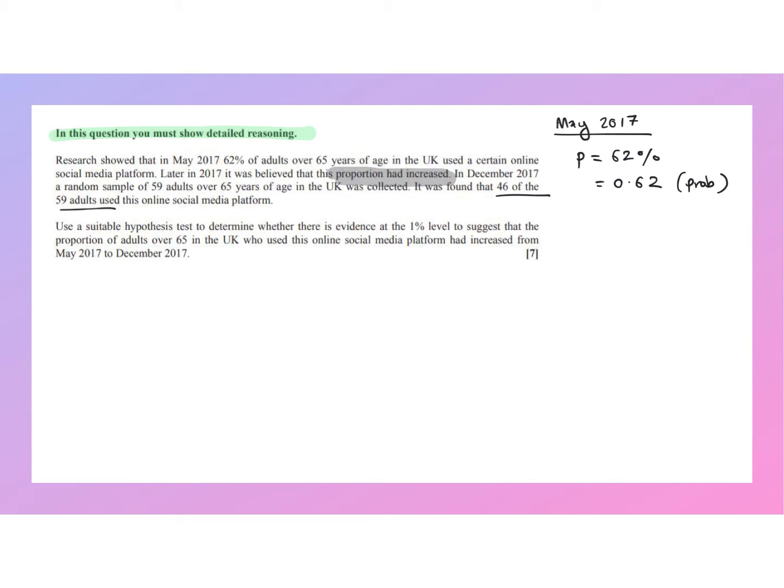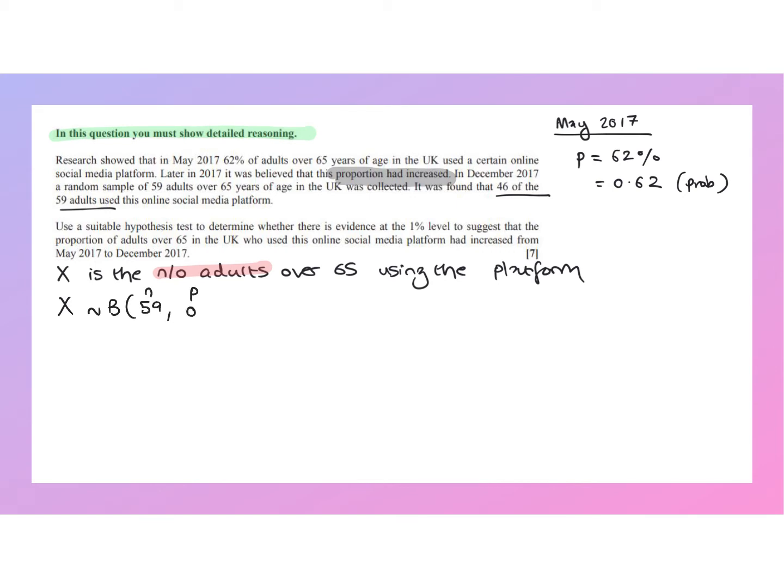We're counting. X, define what we are counting. X is the number of adults over 65 using the platform. So as soon as you see a discrete calculation here, the fact that we are counting the number of adults, it becomes very clear that we're going to have to model this using the binomial distribution. So X is a binomial distribution where N is 59 and P, we're assuming originally, is 0.62.